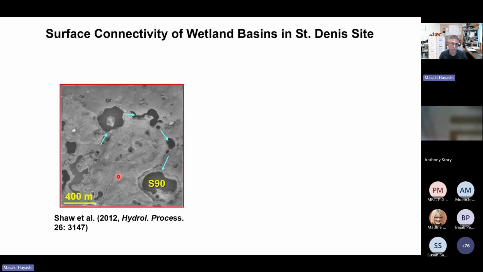While Garth and I were working in these prairie wetlands in the St. Denis study area, we knew that sometimes we have overflow of water from one wetland to another. And then it terminates in this wetland 90, which is considered a terminal wetland in this system.